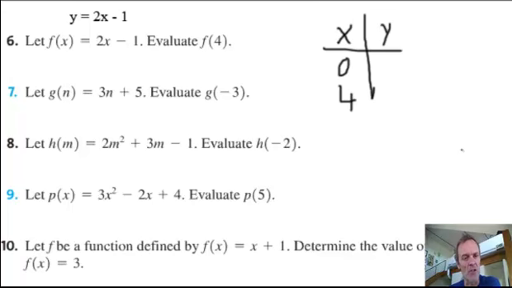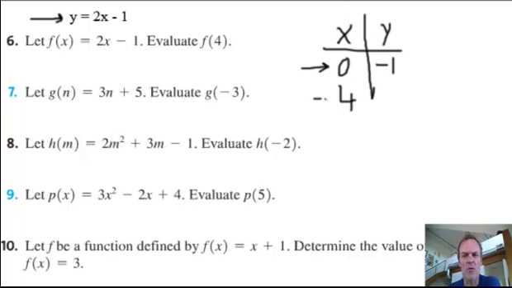Right, evaluating functions. Let's think about how we are used to dealing with this. Okay, y equals 2x minus 1. If we were to put some points in and plot a graph, we might say something like this. When x is 0, 2 times 0 is 0, minus 1, so y is negative 1. So when the input is 0, the output is negative 1.